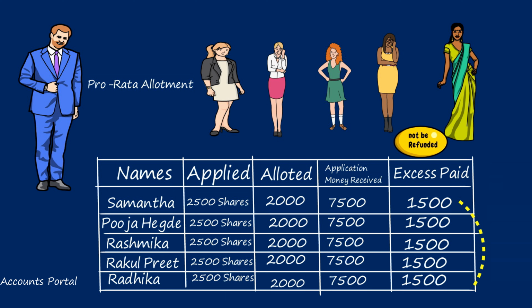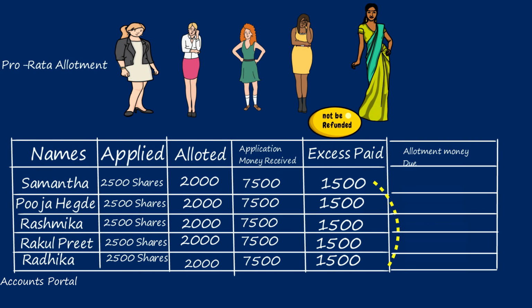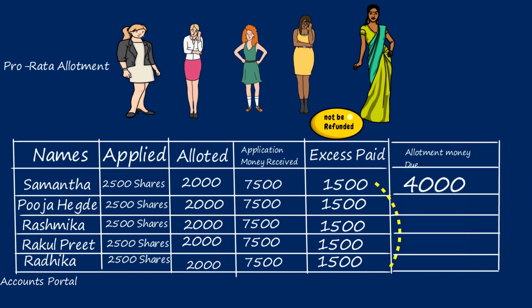Samantha should pay the allotment due for the 2000 shares in the future. At the time of allotment, we must receive 4000 from her. Sir, how did you get this 4000? Number of allotted shares into allotment money. So number of shares allotted to Samantha, 2000, into allotment money 2 rupees. So 2000 into 2, 4000 rupees. 4000 is the due on allotment.